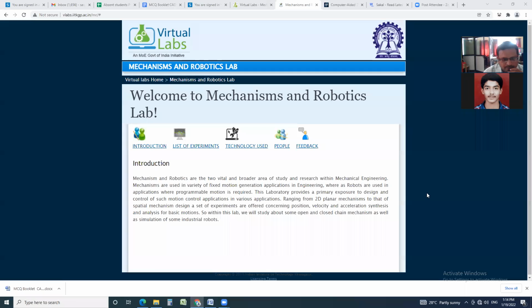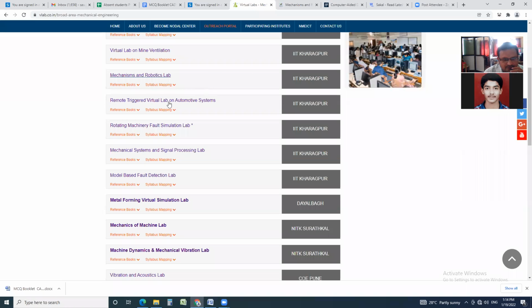Okay, good afternoon. Today we will see some experiments of robotics on virtual labs, that is Ministry of Education Government of India initiative. Now this is the virtual lab experiments of IIT Kharagpur. See here, this is the mechanisms and robotics lab, IIT Kharagpur.